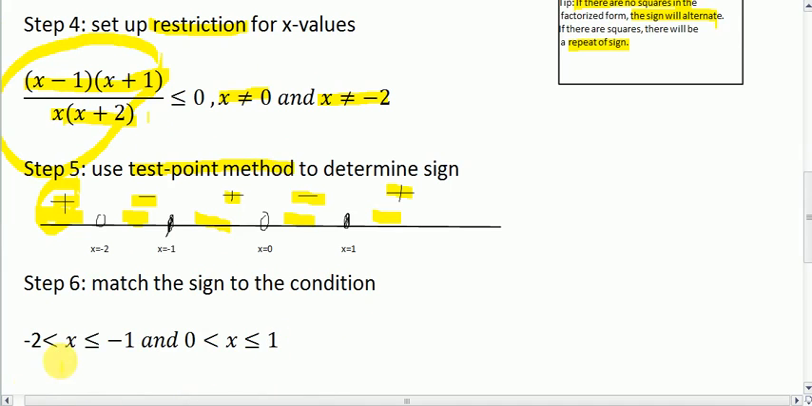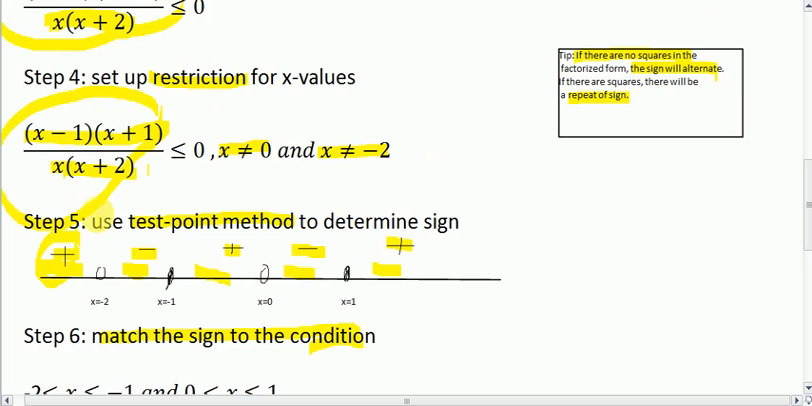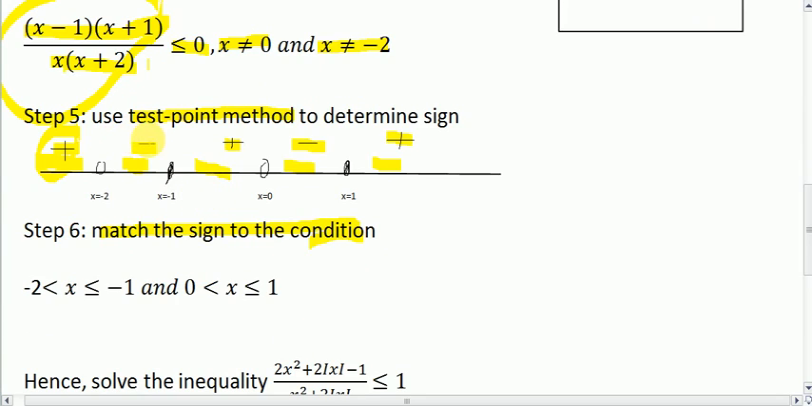So next step, we will match the sign to the condition. What is the condition? The condition is lesser than or equals to 0. So we need to find the signs that are negative. In this number line, you can see that the domain that has negative sign is x greater than negative 2 and lesser than or equals to negative 1, and also this range right here, x greater than 0 and lesser than or equals to 1. So very simple, this gives you the answer for this question.